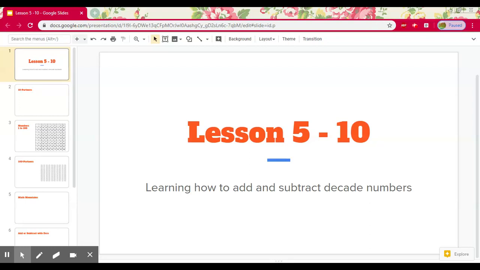Mathematicians! Today we are working on lesson 5-10. We are learning how to add and subtract decade numbers. The word decade means a period of 10 years. In today's lesson, we will define decade as the numbers that we say when we are counting by tens.